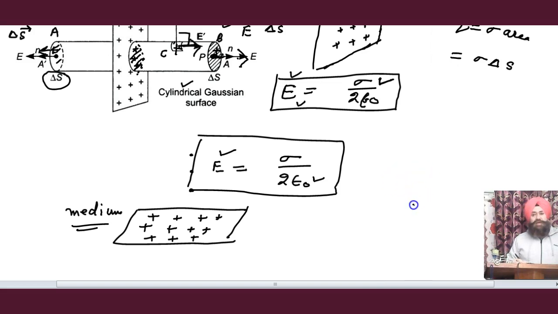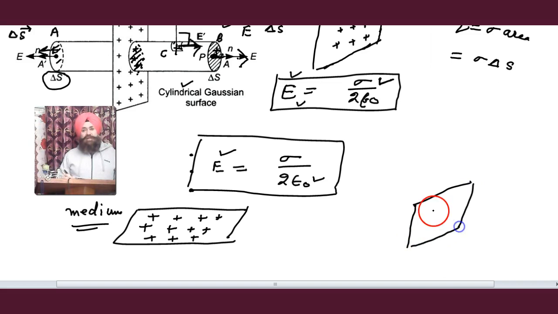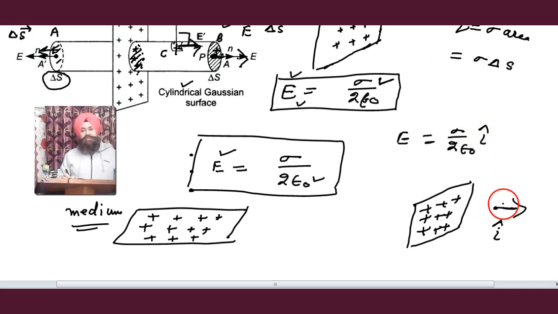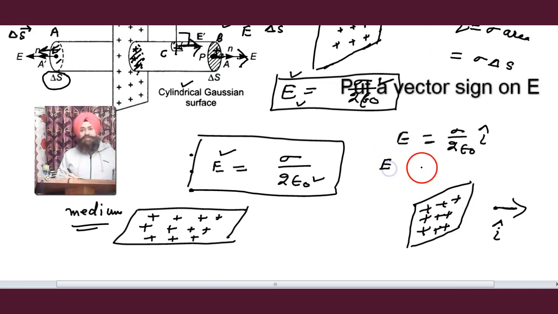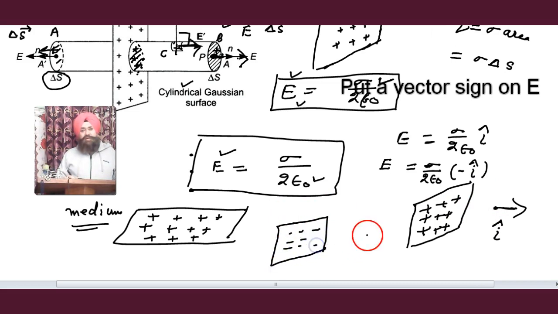And again, if this is a sheet and we place it like this, what is the direction of E? It will be along i cap. Then I'll write it here: E is equal to sigma upon 2 epsilon naught i cap, meaning outward if it is a positive sheet. If the sheet is negatively charged, then E becomes sigma upon 2 epsilon naught minus i cap. Minus i cap means that if the sheet is negatively charged, then at this point the field will be along this side, which is minus i cap, along the negative x-axis.